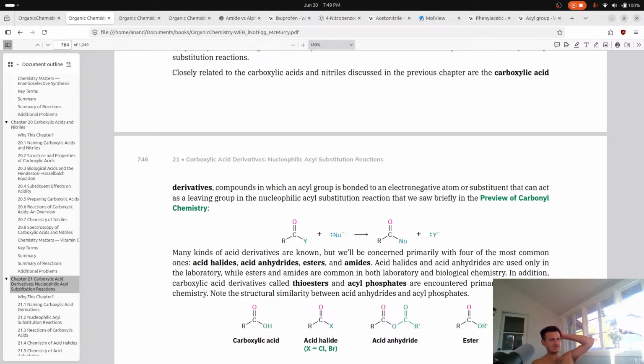Acid halides and acid anhydrides are used only in the laboratory, while esters and amides are both common in laboratory and biological chemistry. In addition, carboxylic acid derivatives called thioesters and acyl phosphates are encountered primarily in biological chemistry.